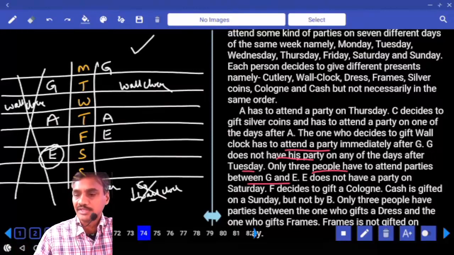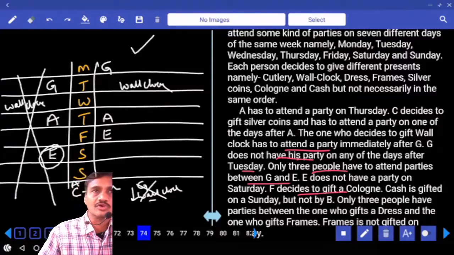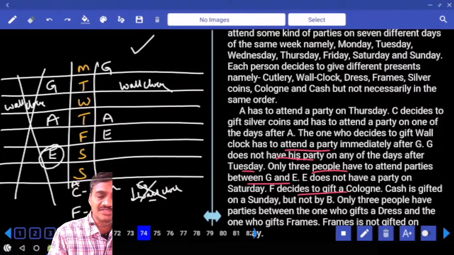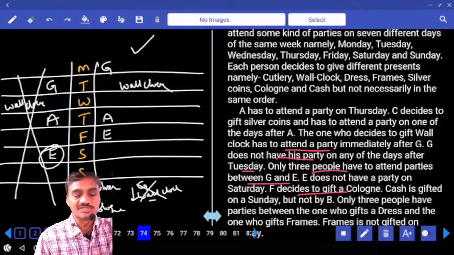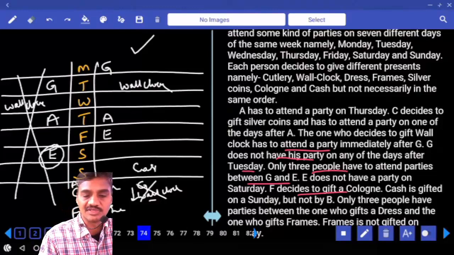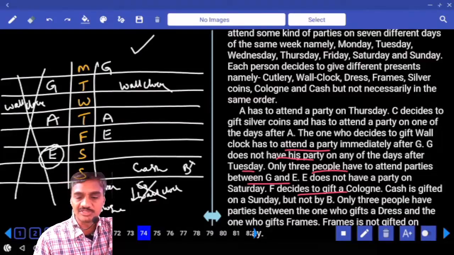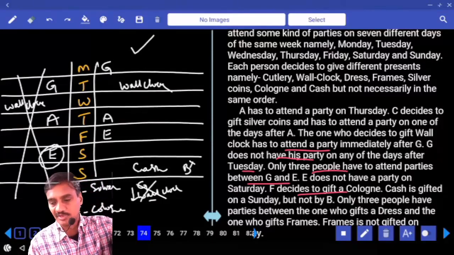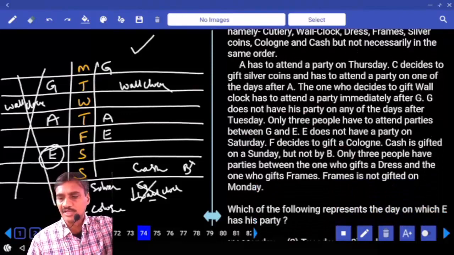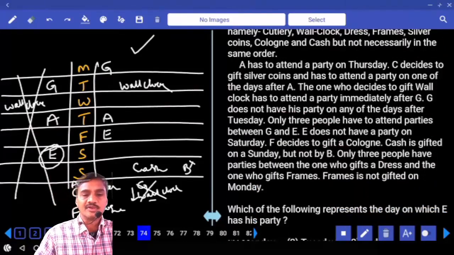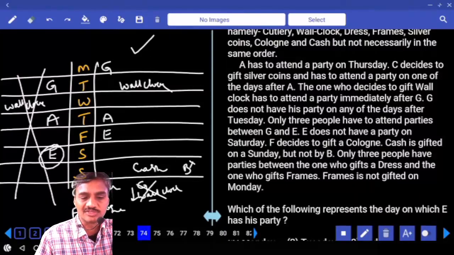And next one, F decided to gift colon. Now this F has decided to give what? Colon. And cash is gifted on Sunday. Now Sunday, what is the gift here? Cash is on Sunday, but not by B. Hence B cannot be at this place. And only three people have parties between the one dress and the one frames. And frames is not gifted on Monday. Now between dress and frames we need to have exactly three people. Right? Between dress and this one there must be exactly three people.